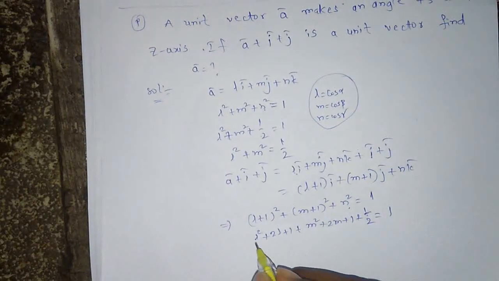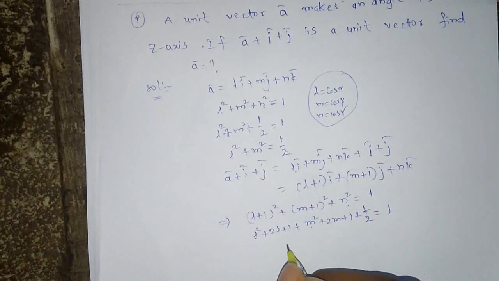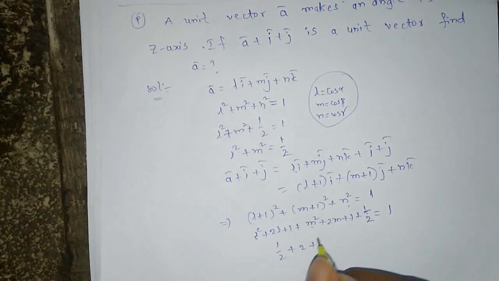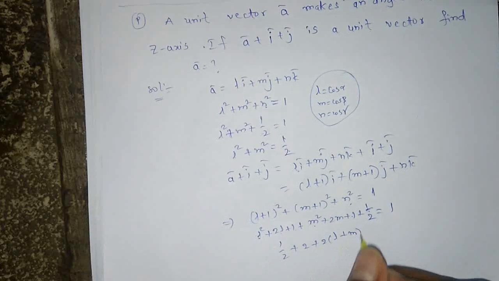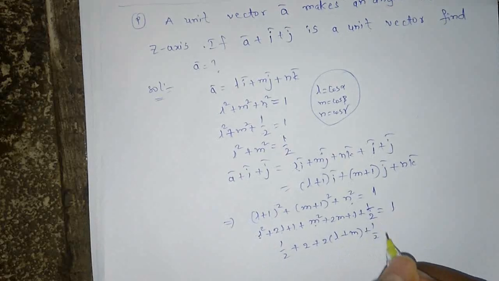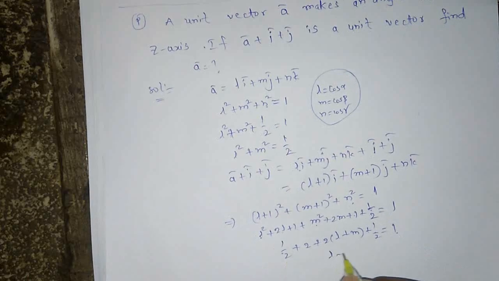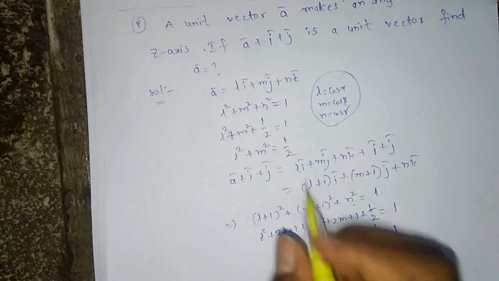So here L square plus M square you can substitute from this, that is 1 by 2. Now 1 plus 1 is 2. Here 2L plus 2M, 2 of L plus M. Here 1 by 2 is there, 1 by 2, 1 by 2, 1, 1, 1 gets cancelled. 2 of L plus M is equal to minus 2. Therefore L plus M is equal to minus 1.